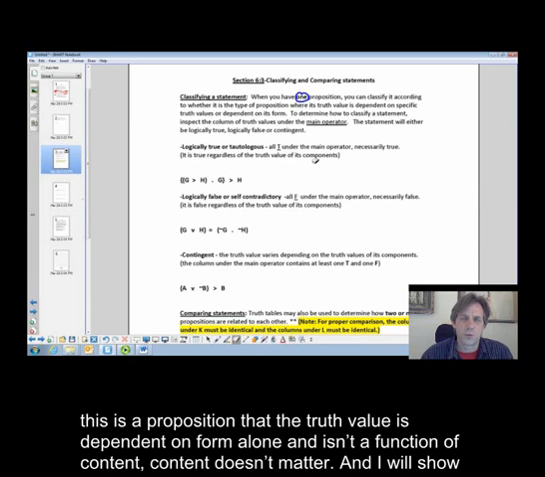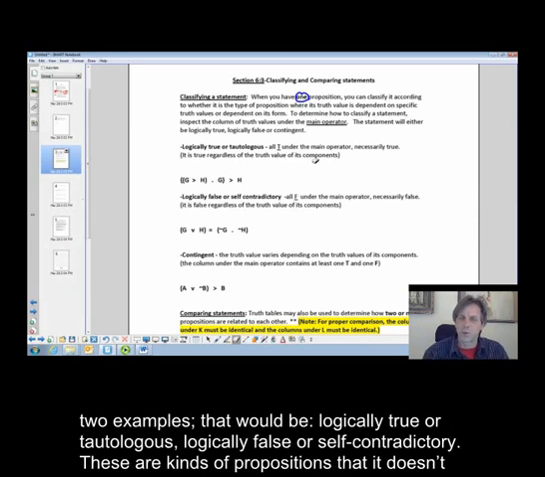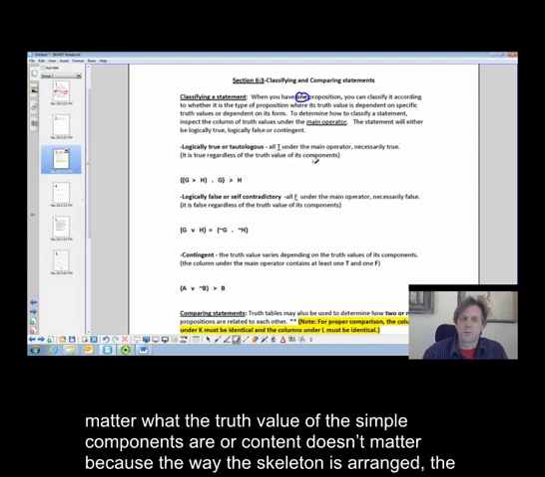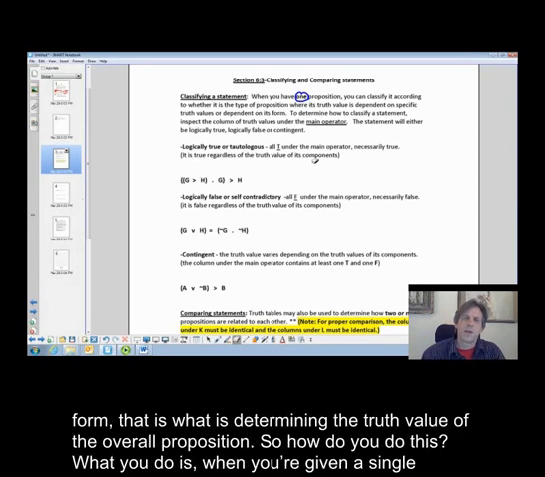And I will show you two examples. That would be logically true or tautologous, logically false or self-contradictory. These are kinds of propositions where it doesn't matter what the truth value of the simple components are, or content doesn't matter, because the way the skeleton is arranged, the form, that is what is determining the truth value of the overall proposition. Okay?